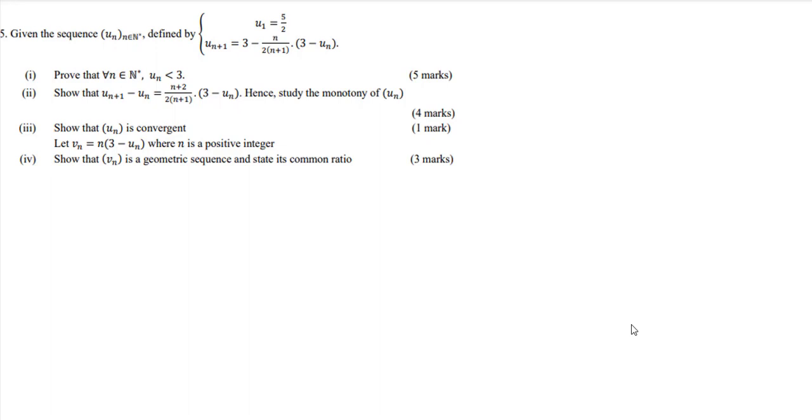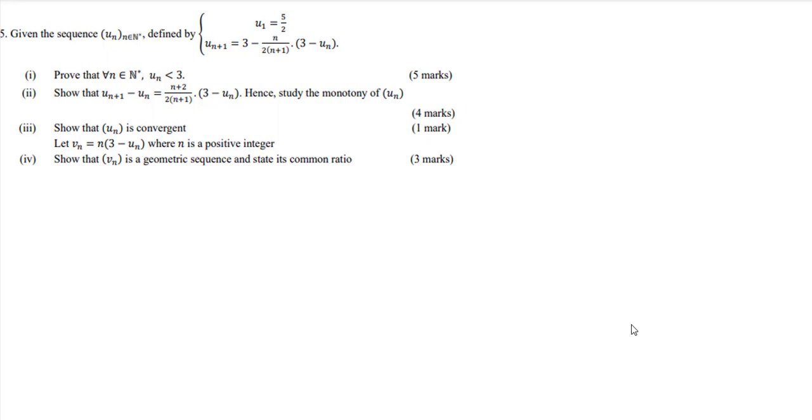So the question reads: given the sequence un, where n belongs to the set of natural numbers including 0, defined by u1 is equal to 5/2, and un+1 is equal to 3 minus n/(2(n+1)) times (3 minus un). Roman 1: prove that for every n in N star, un is less than 3, 5 marks. Roman 2: show that un+1 minus un is equal to (n+2)/(2(n+1)) times (3 minus un), and hence study the monotony of un.